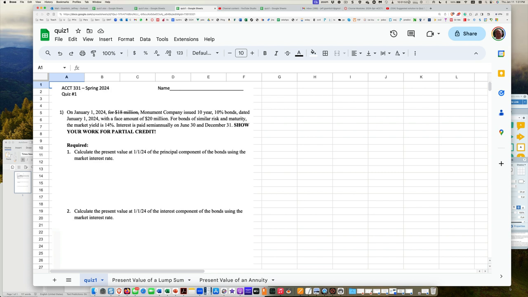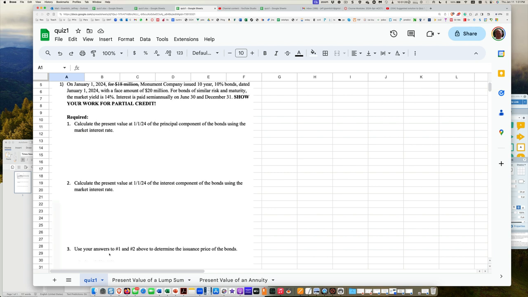Show your work for partial credit. And it asks three questions. One, calculate the present value at January 1, 2024 of the principal component of the bonds using the market interest rate. And then number two, we're going to calculate the present value of the interest payments along the way using the market interest rate. And then number three, use your answers to number one and two to determine the issuance price of the bonds.